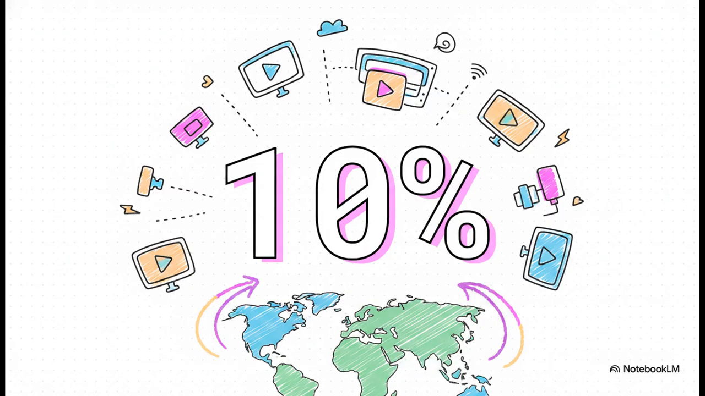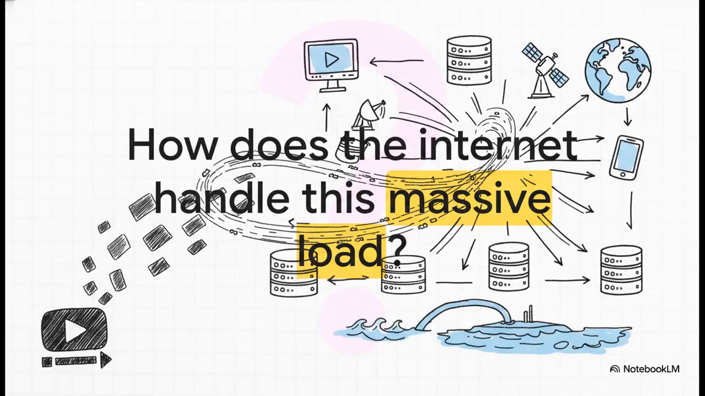10%. That is just a staggering statistic. According to our sources, YouTube alone accounts for up to 10% of all internet traffic. Just think about the sheer volume of data moving across the globe every single second just to deliver those videos. It's wild. And so, this brings us to a really fascinating question. How exactly does the internet handle this massive load without just breaking?